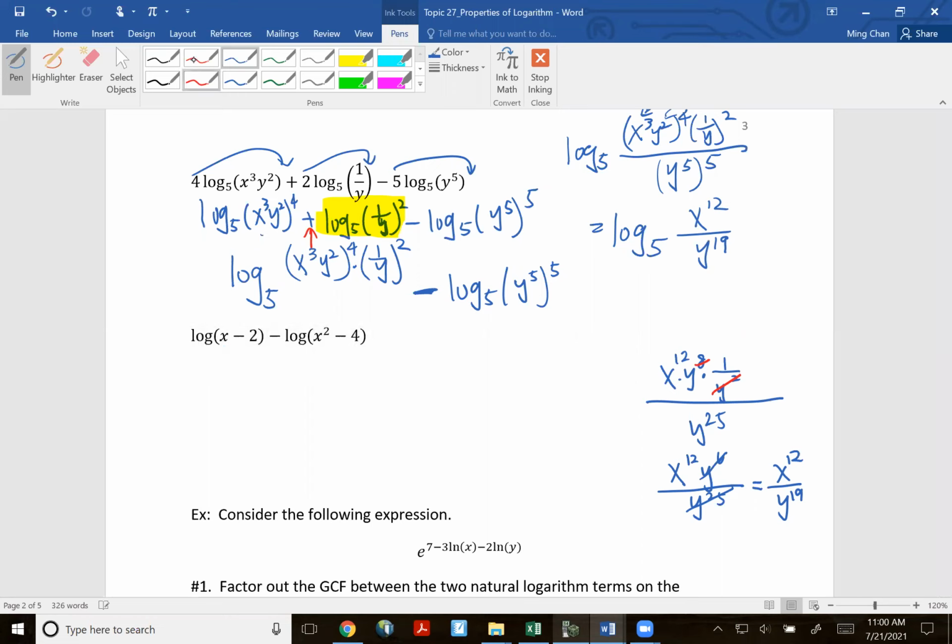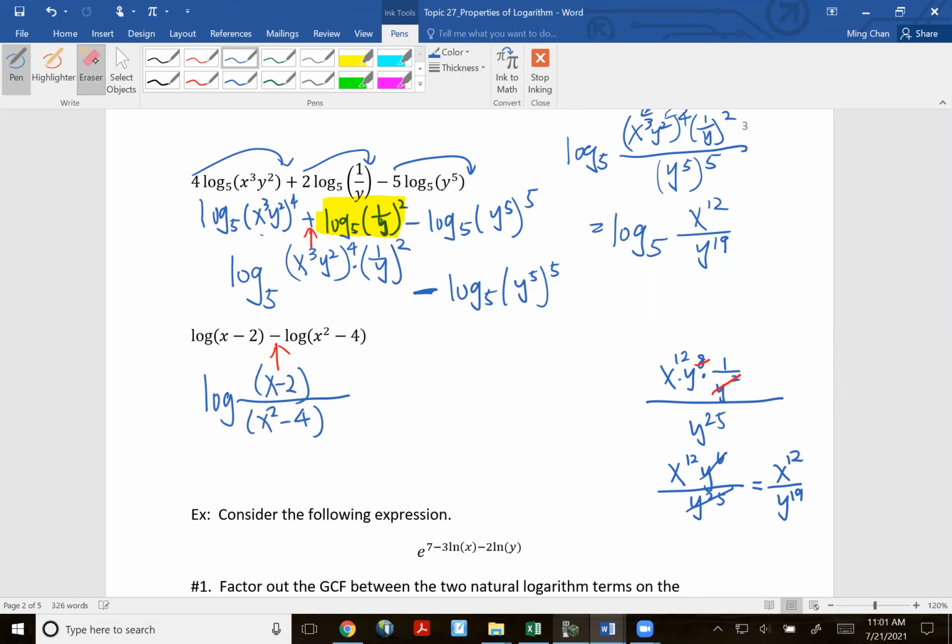All right, this one only got two terms. So the subtraction sign telling me that x minus 2 is going to be on top, x squared minus 4 in the bottom. So this is going to be log of x minus 2. I'm going to still keep it in the parenthesis for a reason, over x squared minus 4.